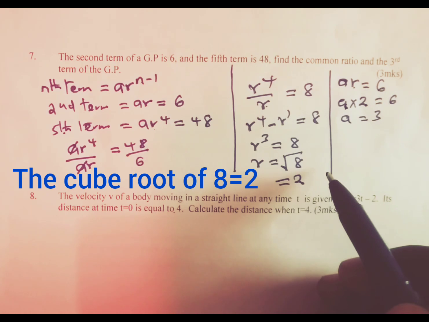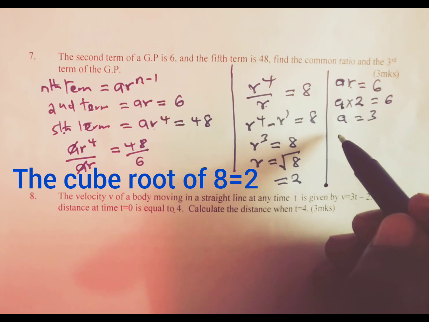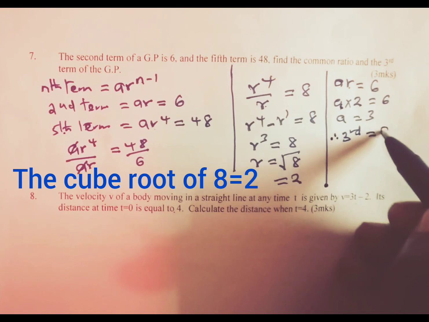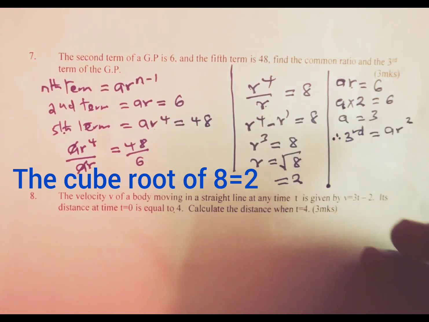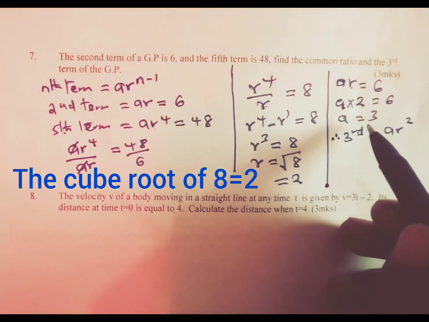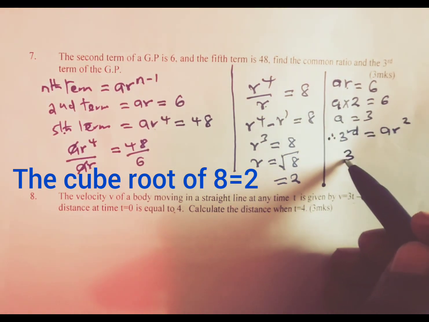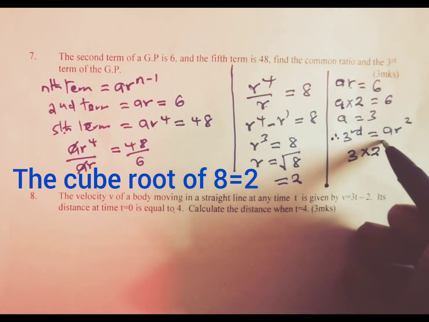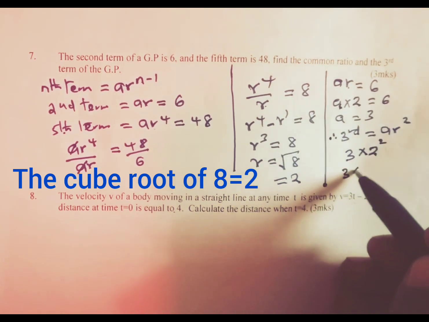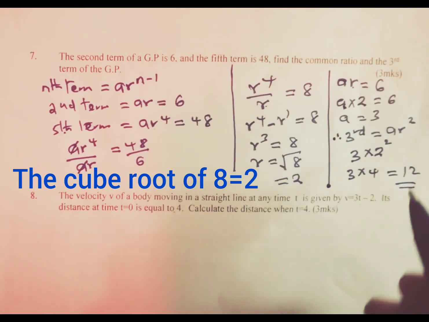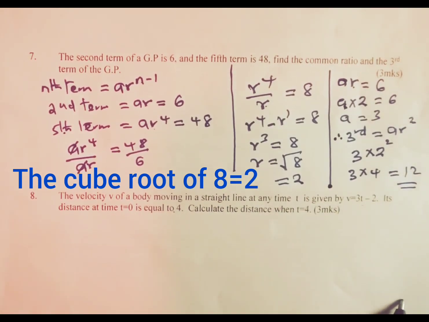Having gotten the first term and the common ratio, we can now get the third term. And we know the third term is given by A R power 2, since our n is going to be 3. A has been given already as 3. We multiply by the common ratio, which is 2 raised to power 2. Remember, this is 3 times 2 power 2, which is 4, giving us 12 as our third term.